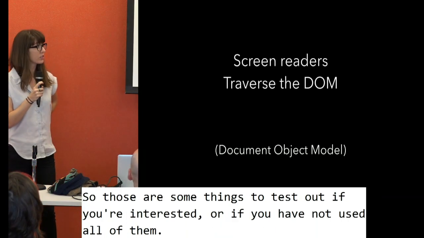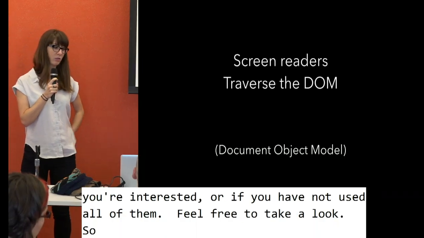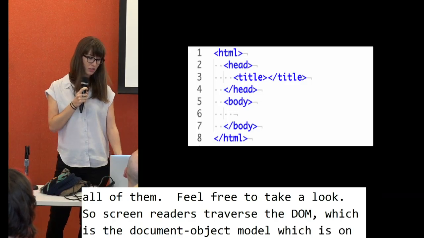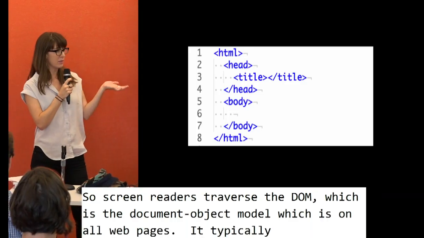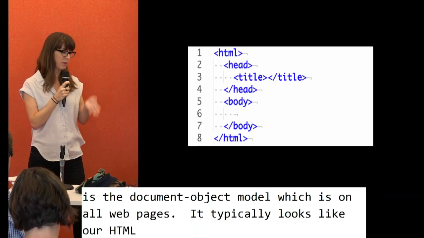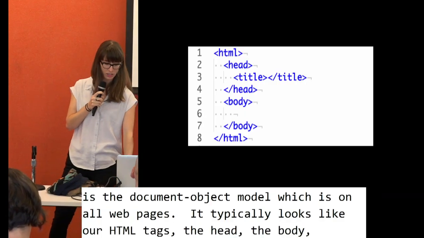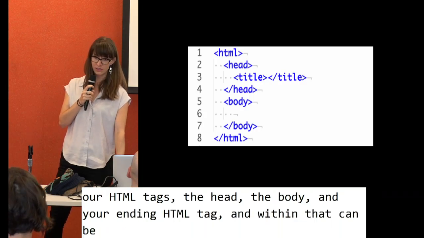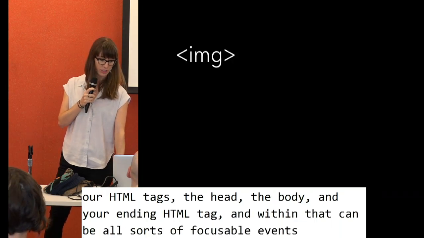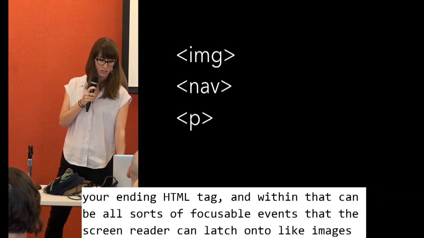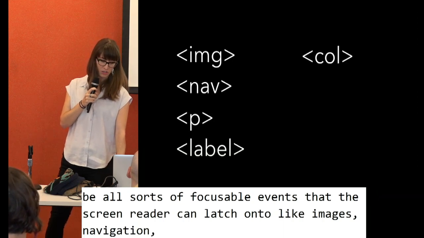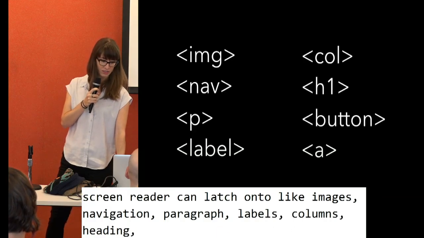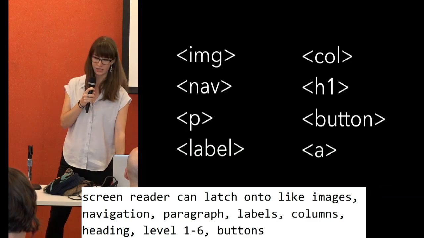So screen readers traverse the DOM, which is the document object model, which is on all web pages. It typically looks like our HTML tags, the head, the body, and your ending HTML tag. And within that can be all sorts of focusable events that the screen reader can latch onto, like images, navigation, paragraph, labels, columns, heading level 1 through 6, buttons, and link tags or A tags.